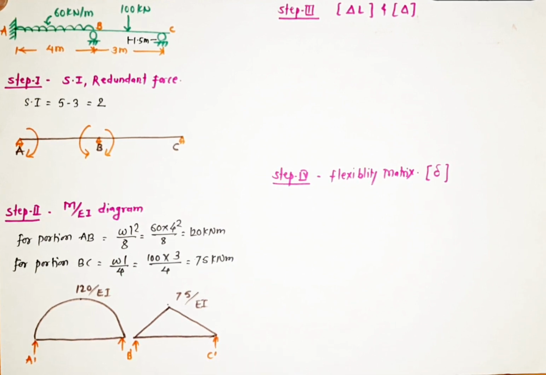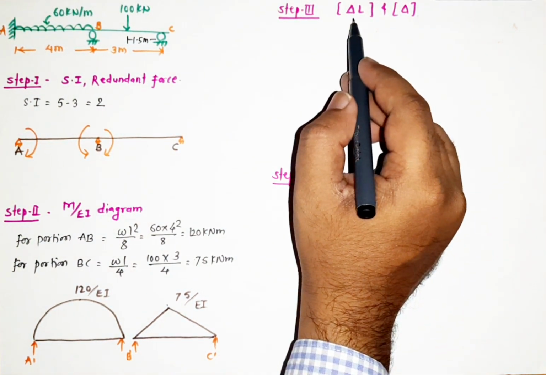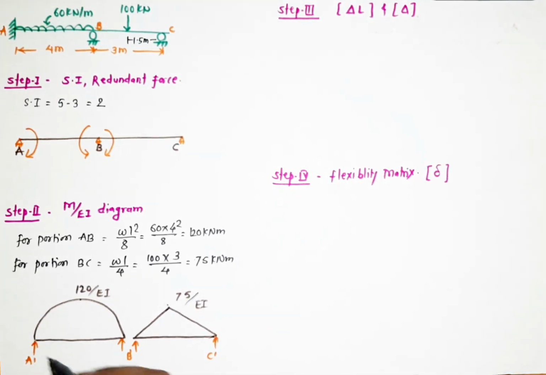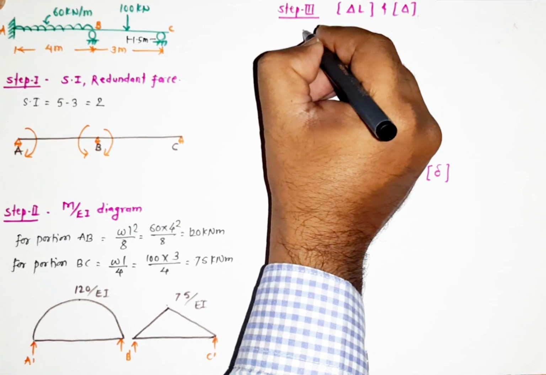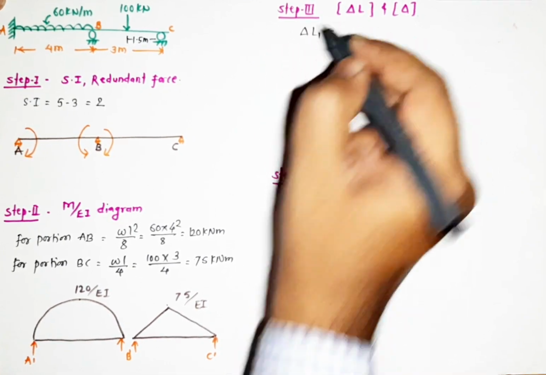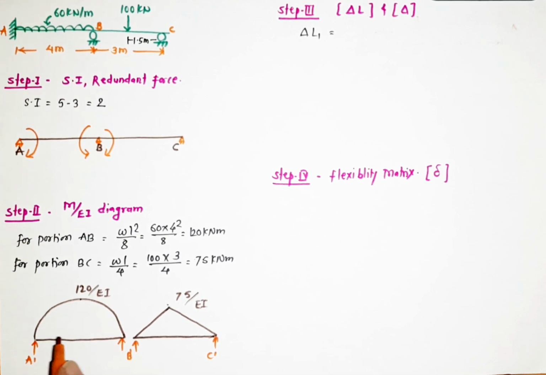Now we want to find the shear in this conjugate beam. This is important whenever we want to calculate the delta matrix. For that delta matrix, we want to calculate the shear along this particular beam. So in the conjugate beam, shear 1, that is delta L1, is nothing but the shear in this conjugate beam. It can be calculated with the help of the conjugate beam method. We already know the base for this is 4 meter and the base for this is 3 meter.